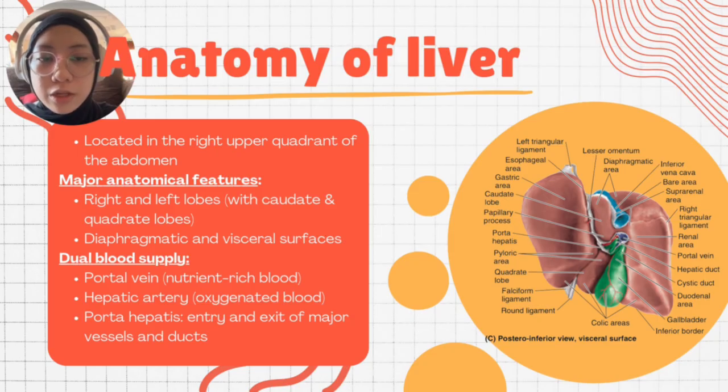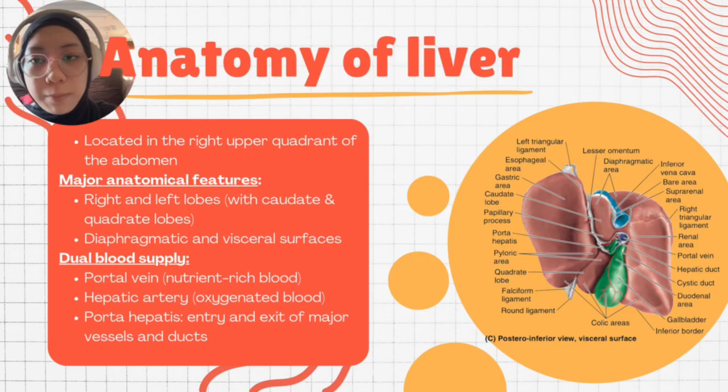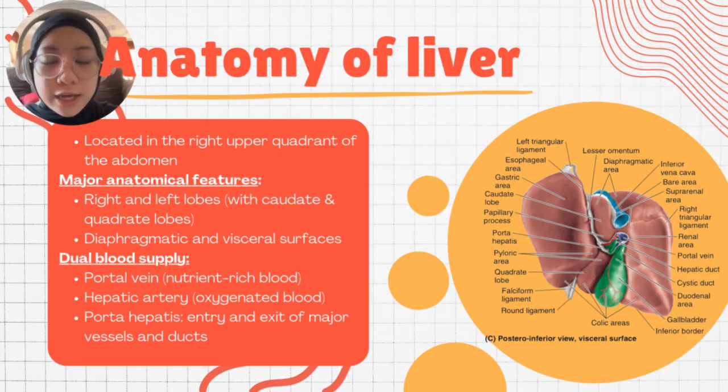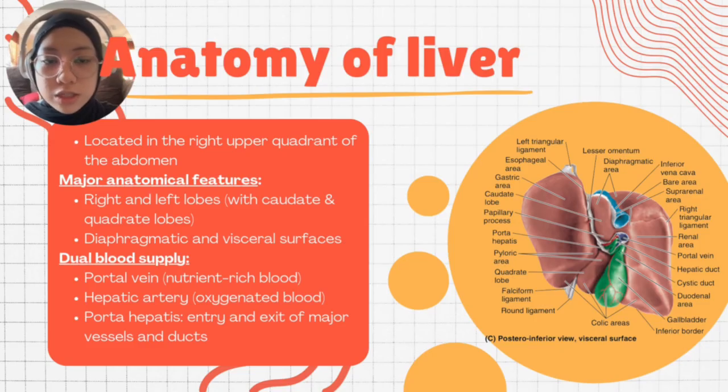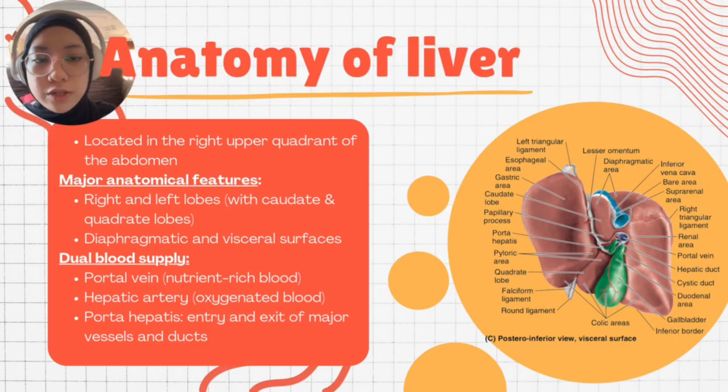One of the key anatomical features is the porta hepatis, and it is where the portal vein, hepatic artery, and bile ducts enter and leave the liver. The liver also has a dual blood supply, about 80% from the portal vein and 20% from the hepatic artery. This unique feature allows the liver to process nutrient-rich blood while also receiving sufficient oxygen. Microscopically, the functional unit of the liver is called the hepatic lobule, which enables efficient exchange between blood and hepatocytes.